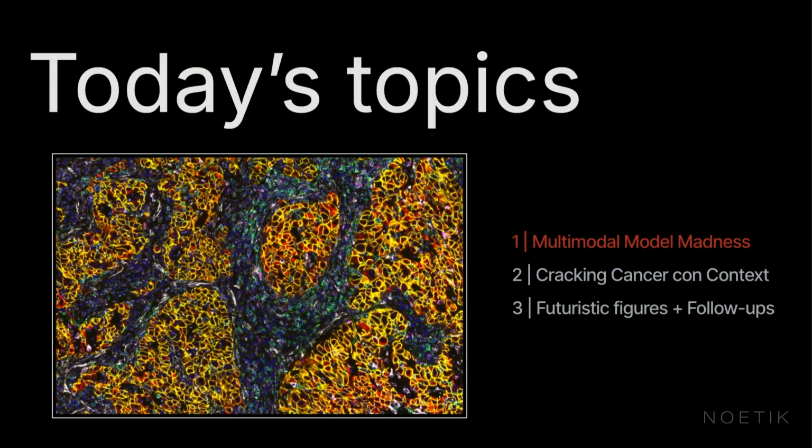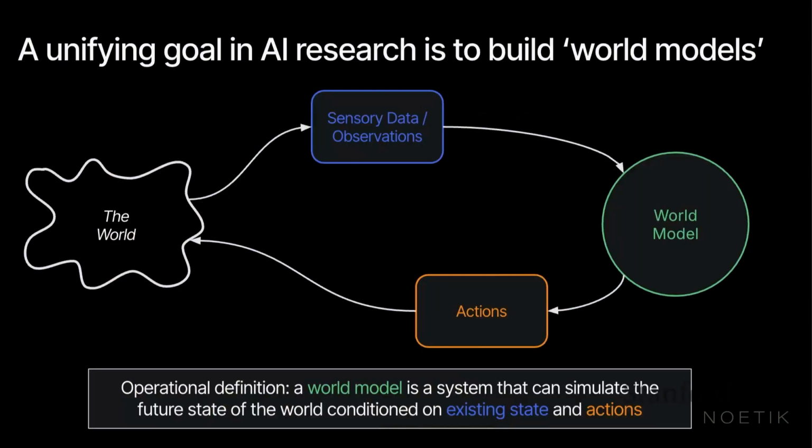Okay. So with that said, let me jump into my conceptual framework for thinking about multimodal model madness. I think a unifying goal for much of AI, I won't say all of AI, but much of it, is to build world models. And by that, I mean a system that can simulate the future state of the world, conditioned on observations of the current state of the world, and also being able to simulate forward the effects that that system's actions will have on the future.